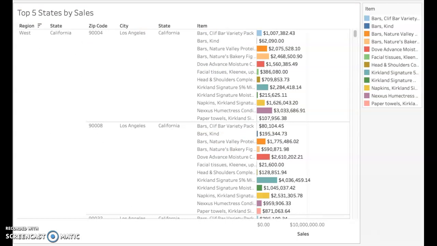This shows the top 5 states with the highest sales. As mentioned before, I wanted to see why certain states were making so much.